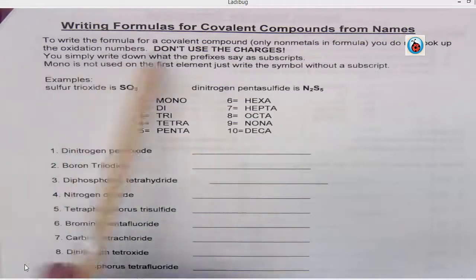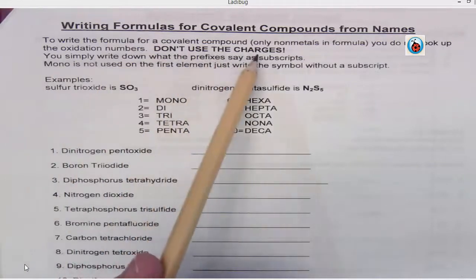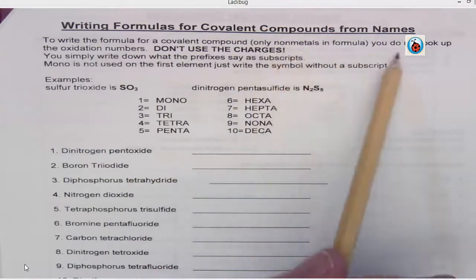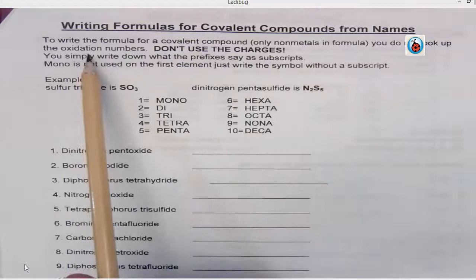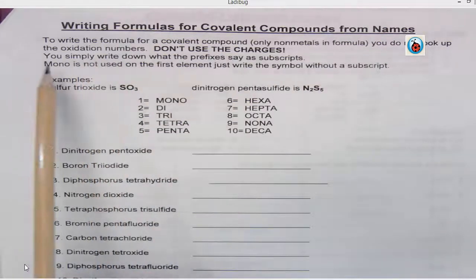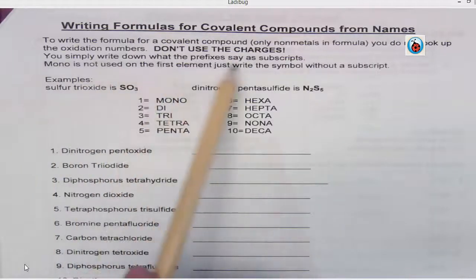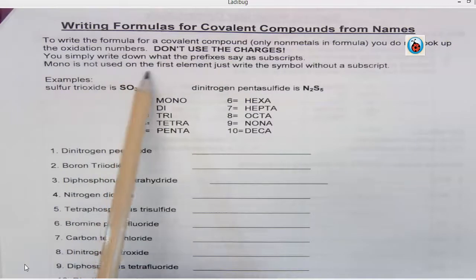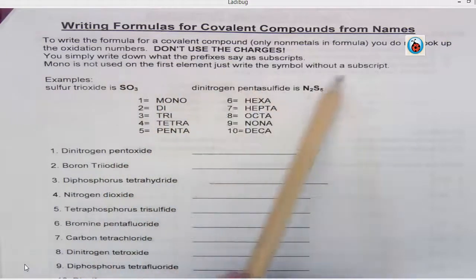To write the formula for a covalent compound, remember covalent is two nonmetals, only nonmetals. You do not look up the oxidation numbers, so you do not need an ion chart for this. No charges. We simply write down what the prefixes say as subscripts. Okay, mono is not used on the first element, just write the symbol without a subscript.